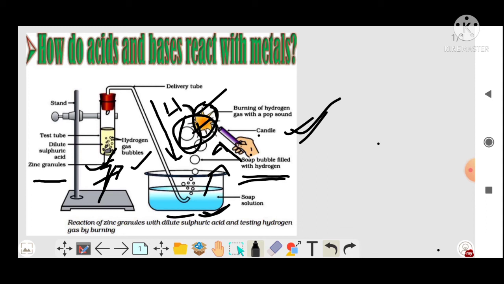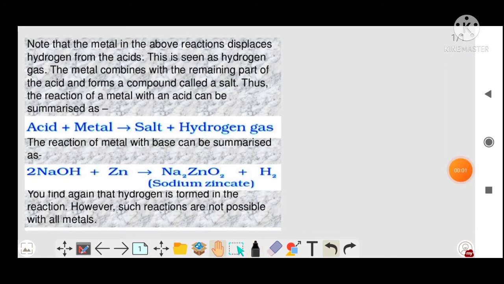But all the metals cannot produce this type of hydrogen gas. What happened in the previous laboratory test described here? Look, the metal in the above reaction, metal means here zinc, displaces hydrogen from the acids.